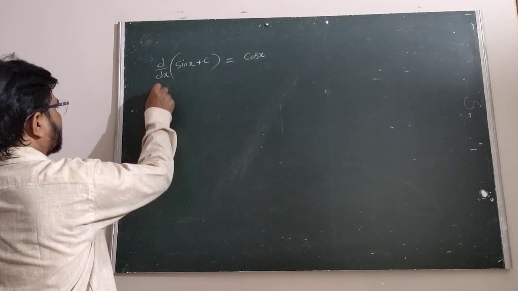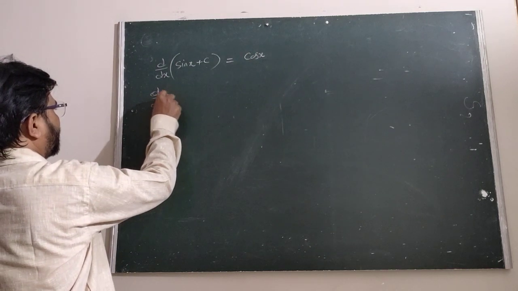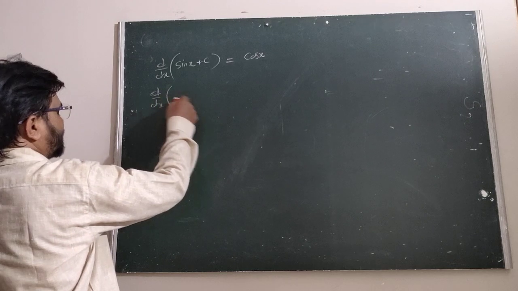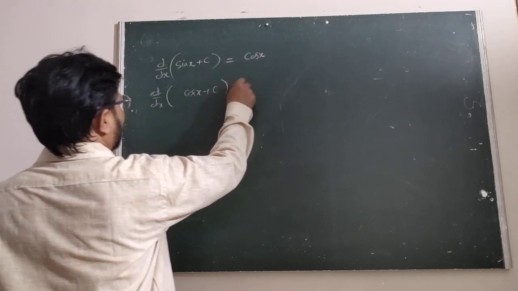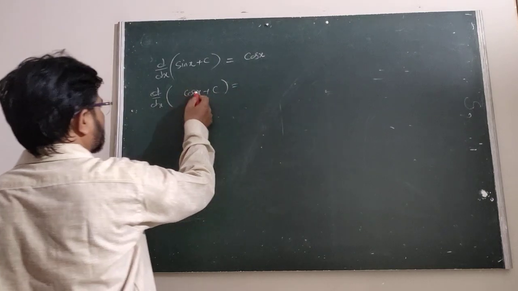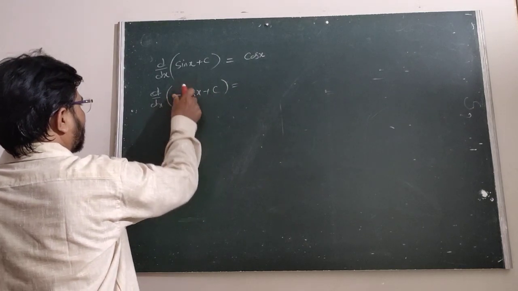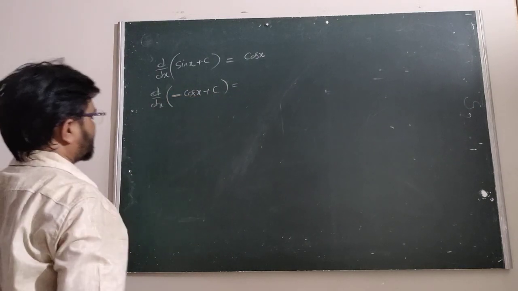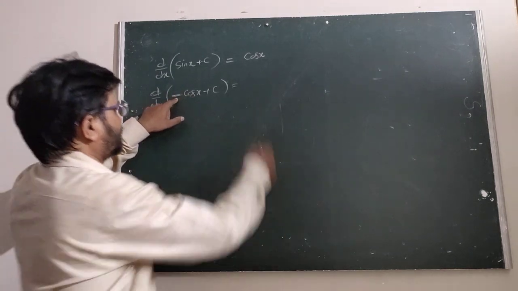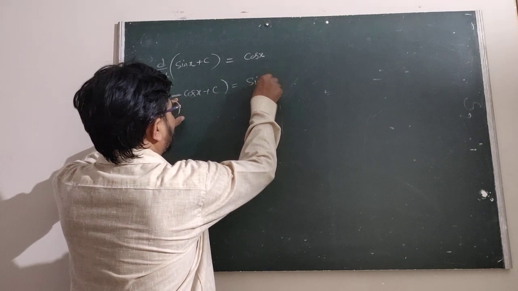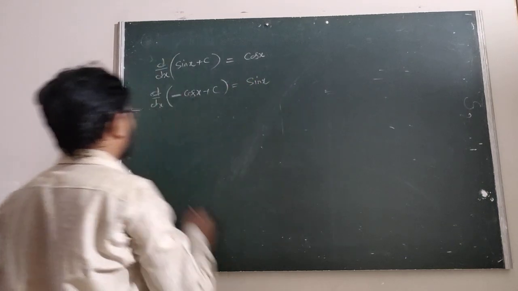And another one, the d by dx of cos x. The derivative of cos x is minus sin x. We can write the derivative of minus cos x. The derivative of cos x is minus sin x, minus of minus is plus, that is sin x. The derivative of the constant is 0.